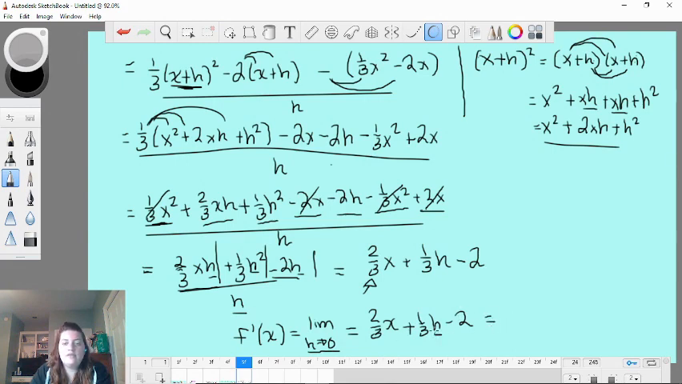So if I plug in 0 for that, what's 0 times 1/3? Anything times 0 is 0. So our f prime function equals 2/3 x minus 2. Okay? So that's how you work that.